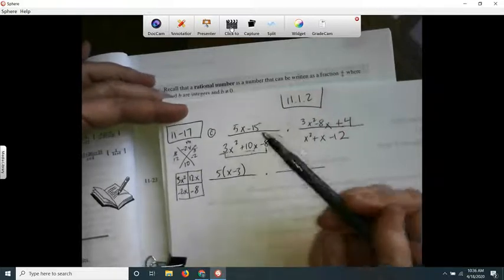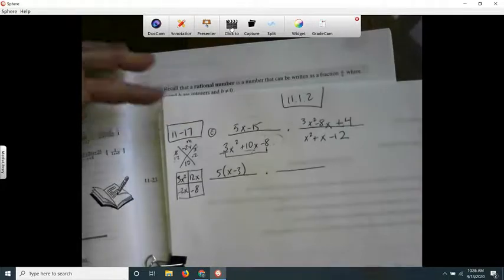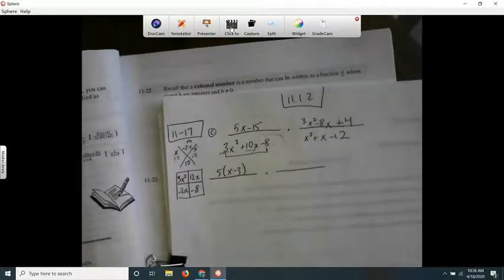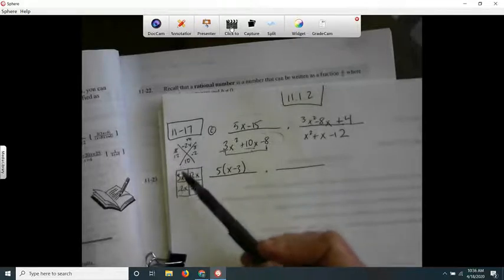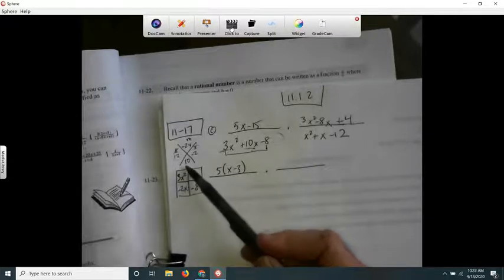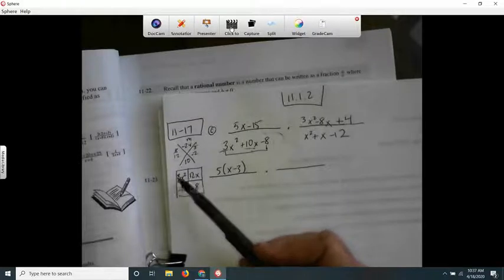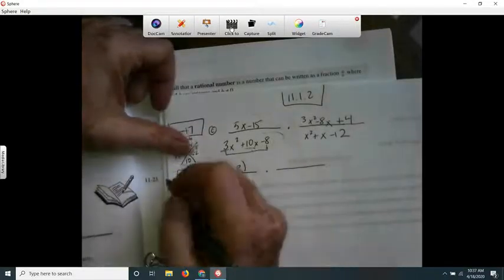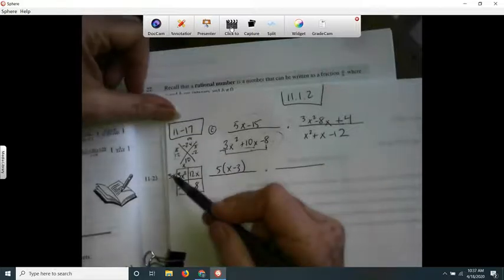I just have to remember, I don't want to put the 3 here. I know 3x times x equals 3x squared, but I don't want to put my 3 up here, because when I try to figure out what times 3x equals 2x, that's not going to work. I want to put the 3x on this side because it goes into 12. So that times that equals that.